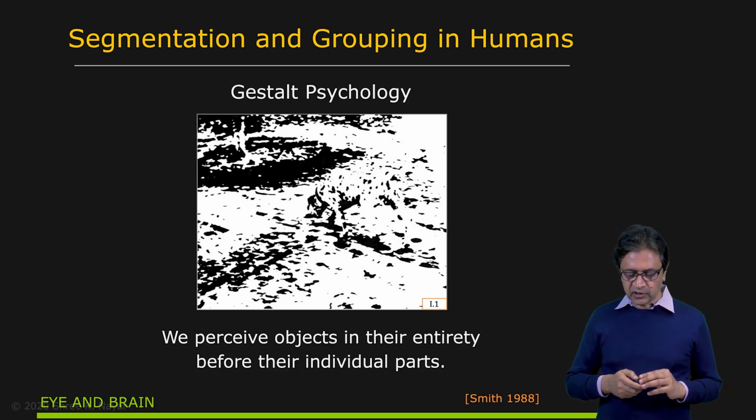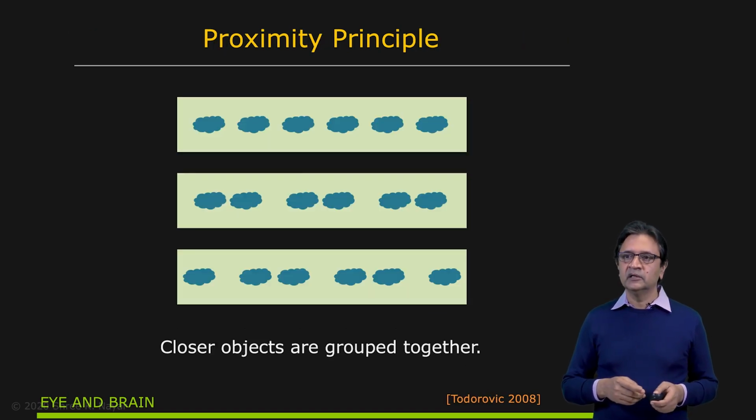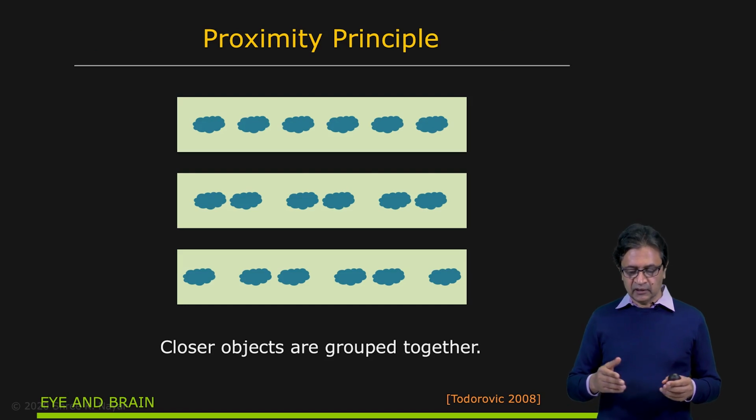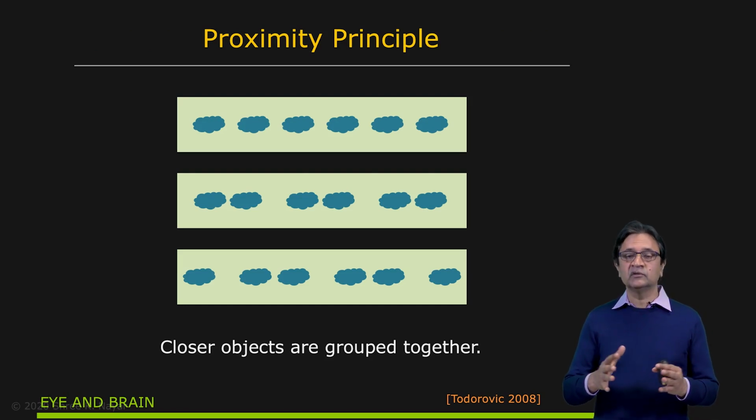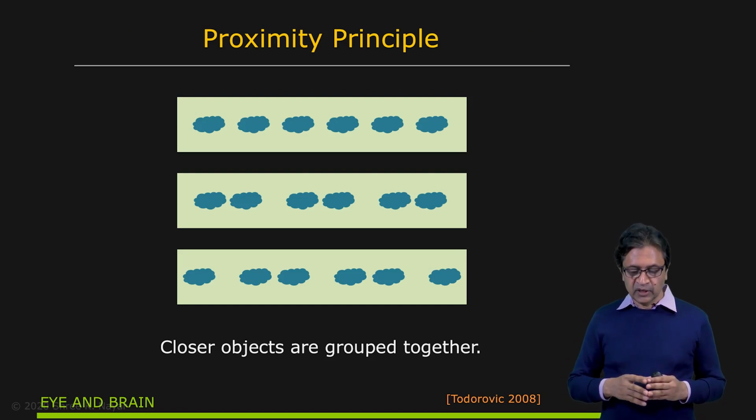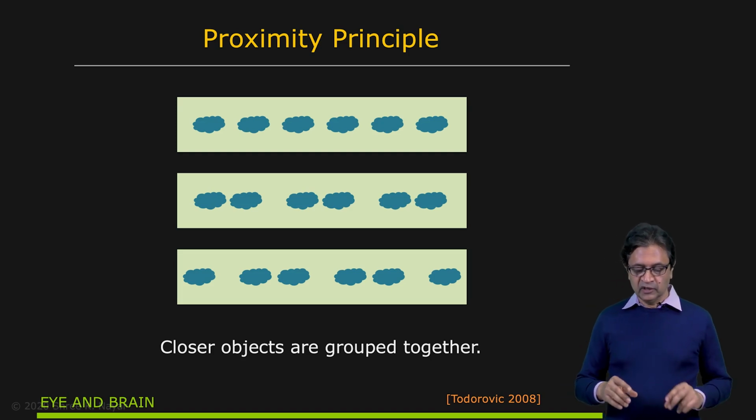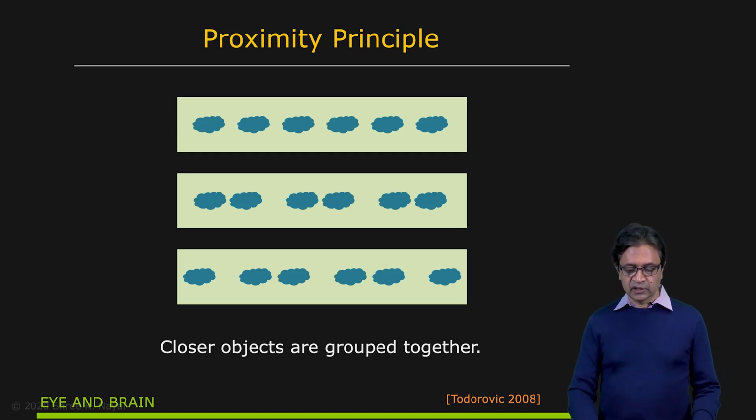So I'm going to share with you some of these principles that have been summarized very nicely by Todorovich, and these are just a small collection of the larger set of rules. But let's start with proximity first. If you look at the first row right here, we can see this entire collection of elements as being a group. And all of these 6 elements belong to the same group.